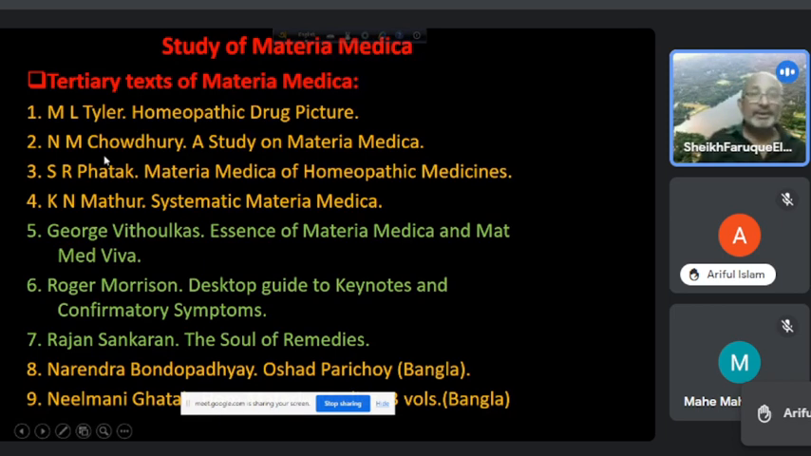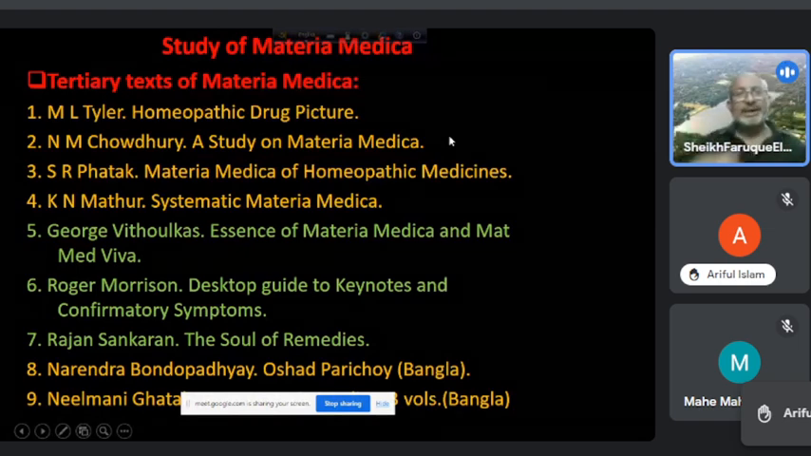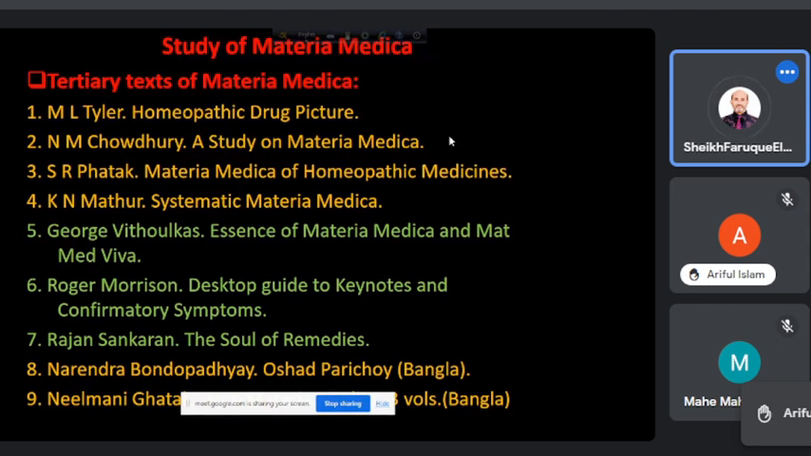So he wrote this book, Dr. N.M. Chaudhuri, A Study on Materia Medica. It's a very good book. Very, very good book. You find a good description of the medicine along with his own commentaries. This is a very good book. So you cannot afford to go without studying this book.